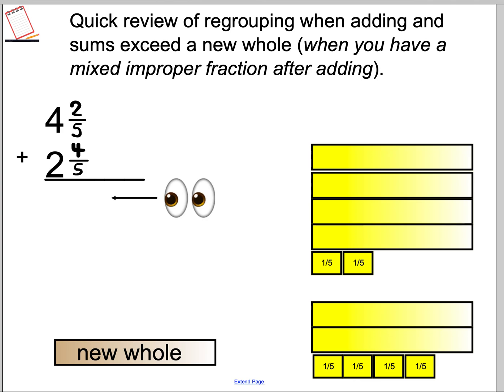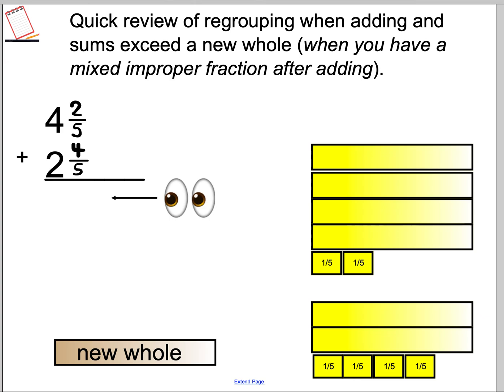So here's a review of regrouping when adding and sums exceed a new whole. Again, we want you to take some notes. So we're going to use these two mixed numbers for both our addition practice and our subtraction practice. So take some notes in the left side margin of your notebook paper. And if you want to draw the models, great. If not, pay attention to the models. Do whatever notes you feel are going to help you learn the best.